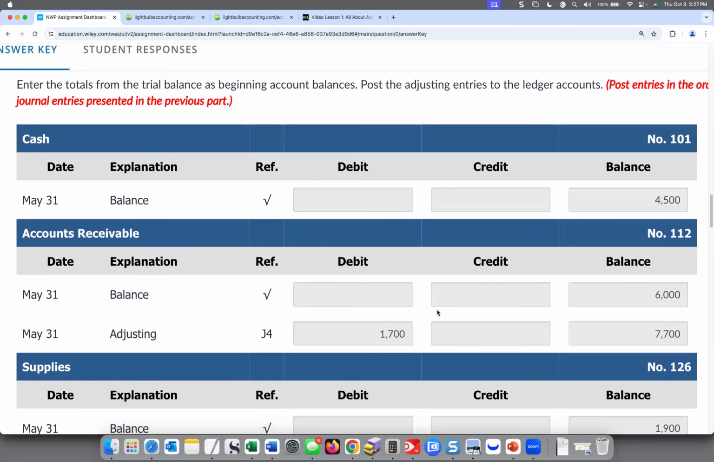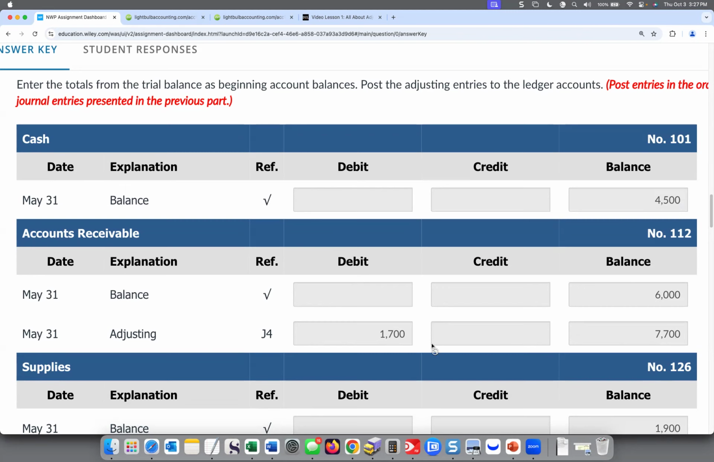So you see accounts receivable has its initial balance, and then it picks up a debit post from an adjusting entry, which raises its balance to 7,700. So again, remember, look at the account you're dealing with. What type is it? And then what's its normal balance? Whatever you post from the journal entries, you literally match what's done in the entry. If it's debited in the entry, you put it in the debit column. If it's credited, it goes in the credit column.